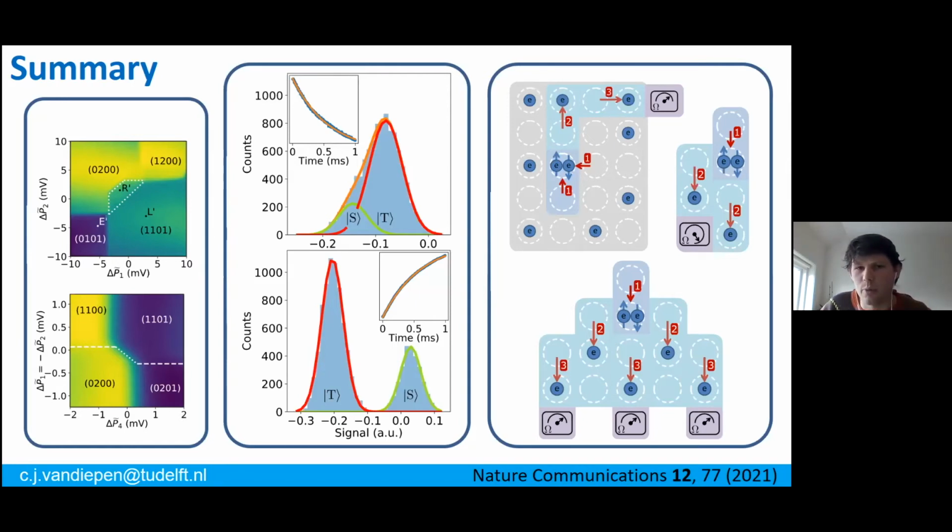And we propose that such ideas could be interesting to pursue when going up to perhaps larger 2D arrays with quantum dots, to in the end build a potentially powerful quantum computer. And with that, I'd like to thank you all.